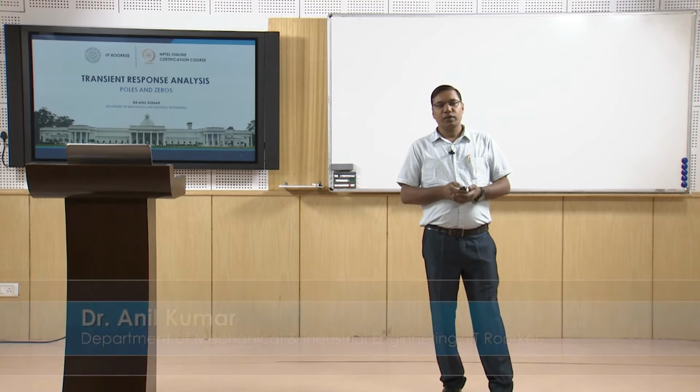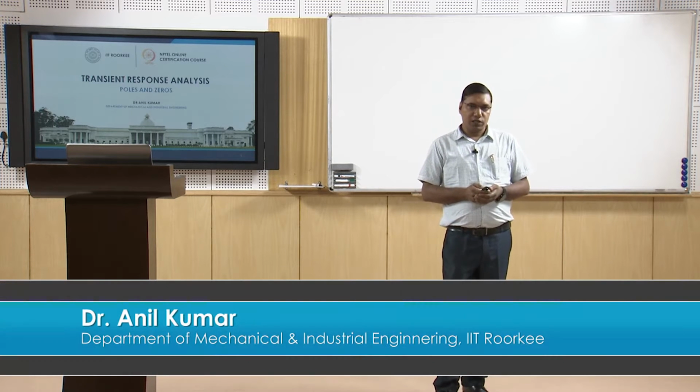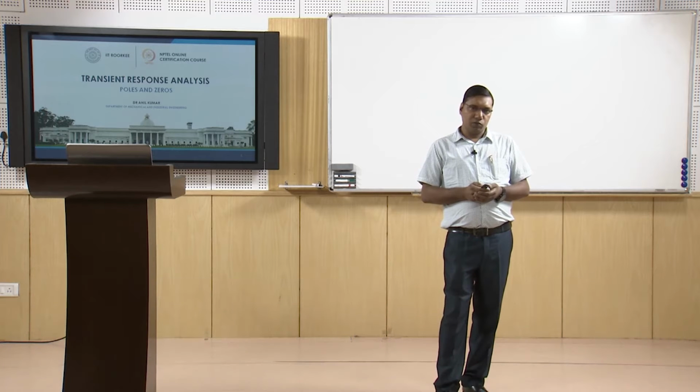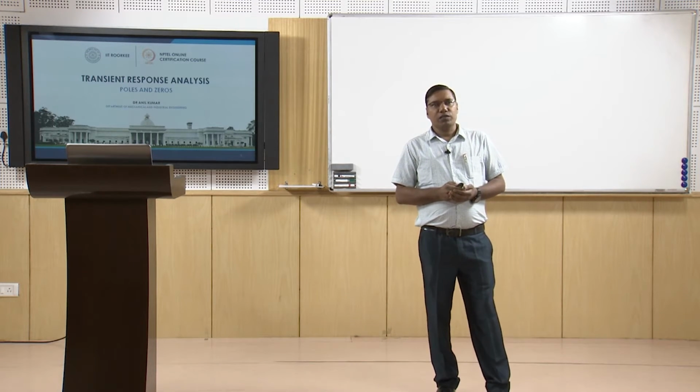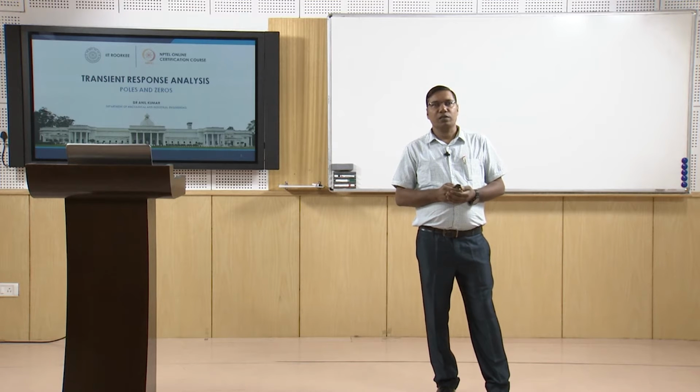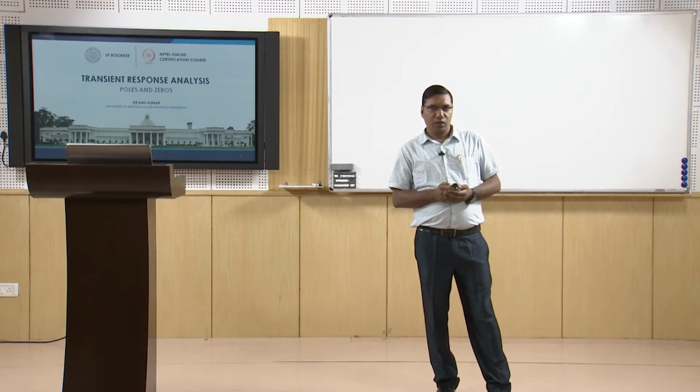So welcome to the lecture on transient response analysis. Today we will discuss in this lecture about poles and zeros. In previous lectures, we have discussed that to design a control system, we have three objectives. First one is the transient response, second is stability, and third is steady state error.